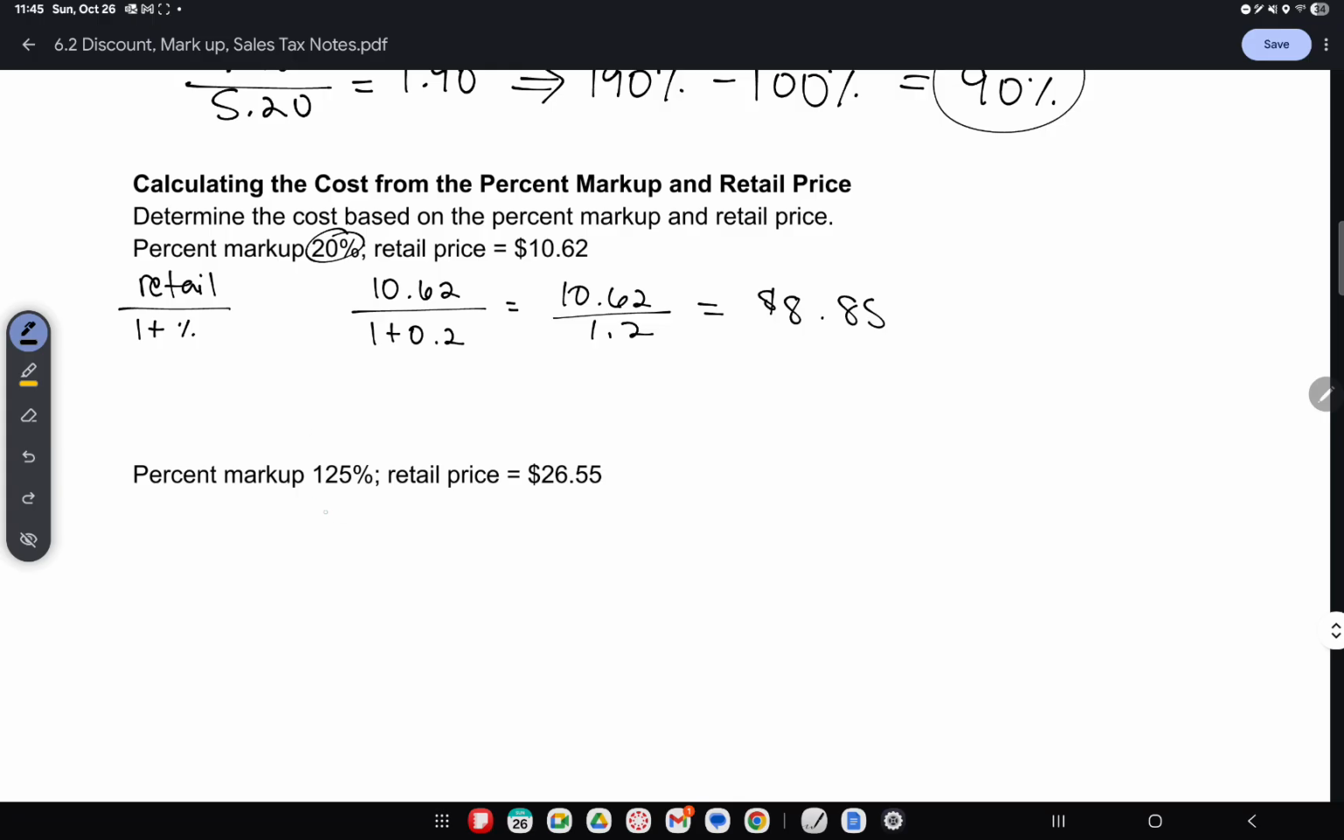All right, so we'll do it again for this one. We have 2655 divided by 1 plus the percentage as a usable decimal. So that's 1.25. So I get 2655 divided by 2.25, and that gives me 1180.